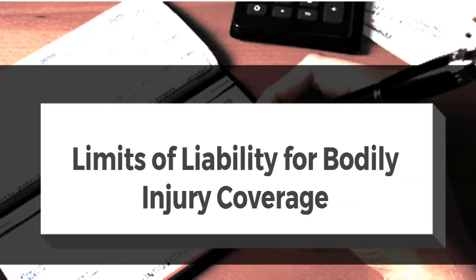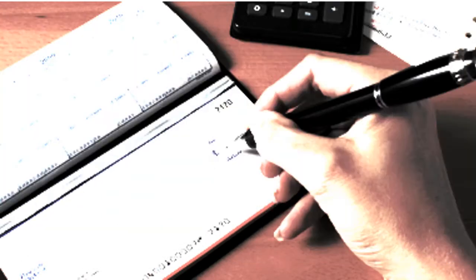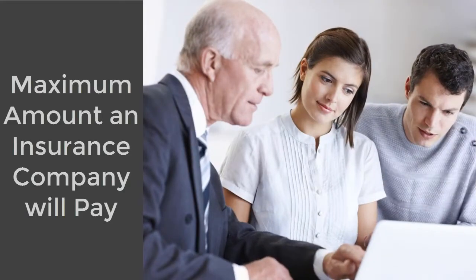Okay, so I've talked about what bodily injury coverage is. In this video, I'm going to talk about the limits of liability for bodily injury. Now, like all coverages, bodily injury coverage has limits up to which the insurance company will pay. In other words, there is a maximum amount of money that the insurance company will pay for the medical expenses of people injured in an auto accident where the insured is at fault.